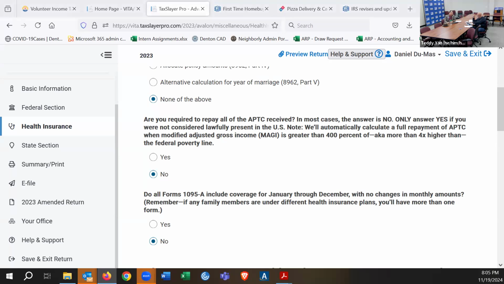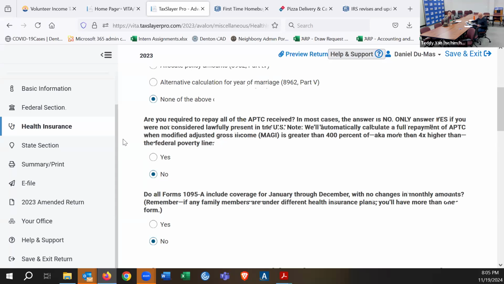Realized I'm missing some chats. Perfect. That'll work. All right, so here we answer no. And then, do all forms 1095A include coverage for January through December with no changes in monthly amounts? Remember, if any family members are under different health insurance plans, you'll have more than one form.